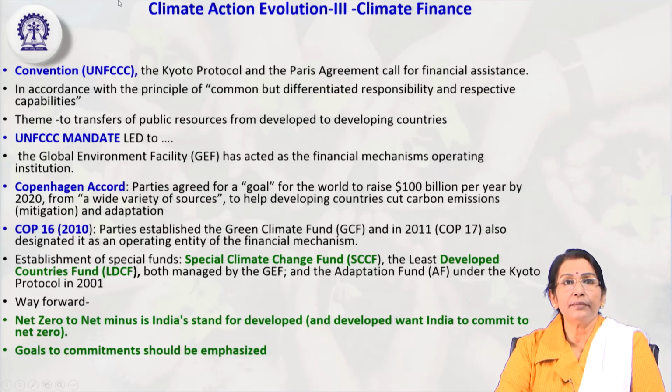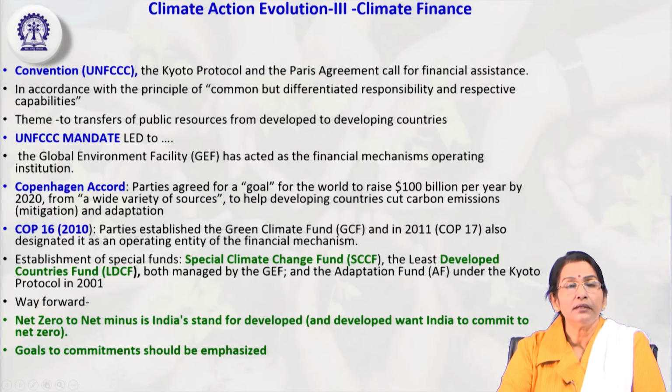Similarly, climate action evolution 3 is climate finance, finance in terms of investment, like the convention of UNFCCC, the Kyoto Protocol, and the Paris Agreement. The theme was to transfer public resources from developed to developing countries. Similarly, the next is the UNFCCC mandate to lead the Global Environment Facility, which acted on the financial mechanism, operating the systems and institutions.